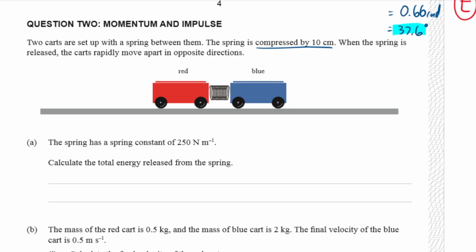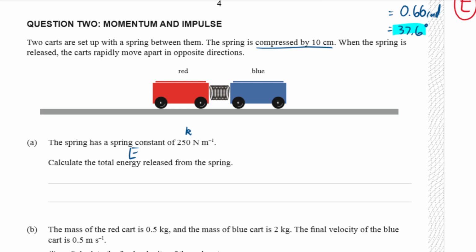Question A, the spring constant is 250 newtons per meter, right? In other words, every meter it is compressed, it will provide 250 newtons of resistive force. Calculate the total energy released from the spring. So as it's compressed, it is storing potential energy, and then when it is released, like let go, that energy is then converted, in this case, into kinetic energy.